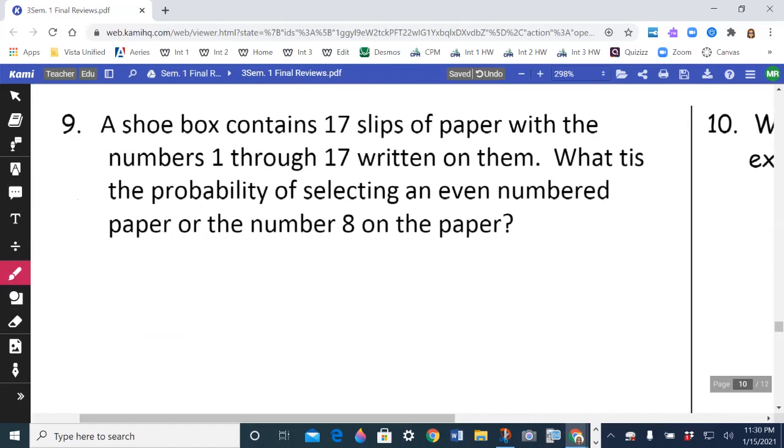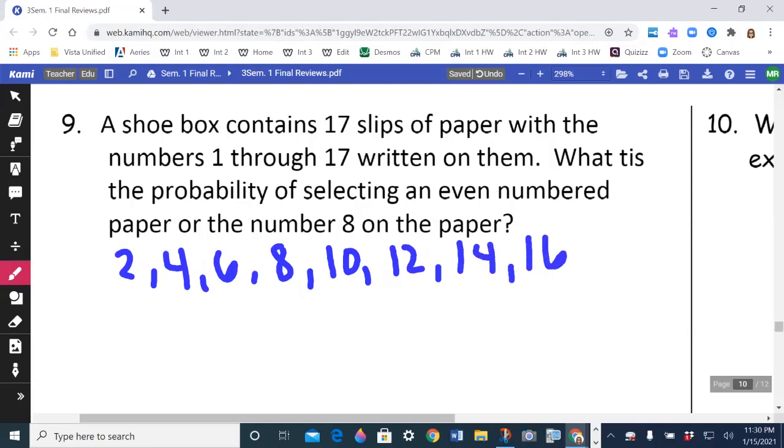Okay, on number 9. So this time we have 17 slips of paper. I'm just going to write this out since that's not going to be a nice box or rectangle. A box contains 17 slips of paper with the numbers 1 through 17 written on them. What is the probability of selecting an, oh, we want even numbers this time. Wow, they're fooling me this time. Even numbers, or the number 8. So even numbers, 2, 4, 6, 8, 10, 12, 14, 16. Okay, so if I'm just counting, 1, 2, 3, 4, 5, 6, 7, 8. And you'll notice 8 is already listed here, so we don't have to count 8 again. So it's going to be 8 out of 17.